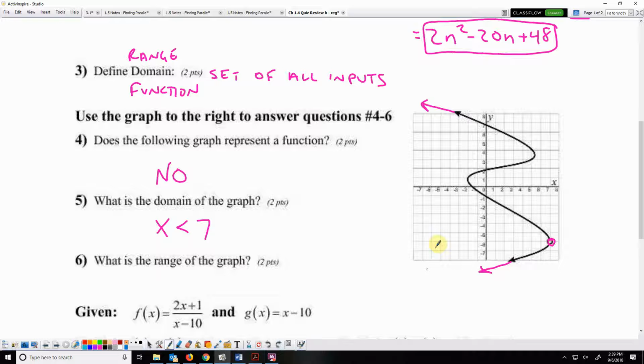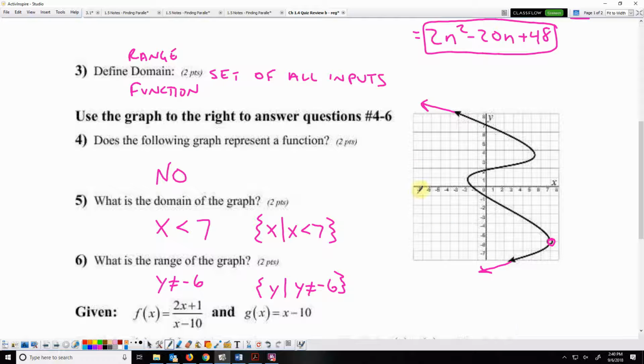The range. It goes up forever, it goes down forever. So it seems like all reals, except it can't be a y value of negative 6 because it's open right there. So y cannot equal negative 6. If you were writing this more formally, you might write the set of all x such that x is less than 7, and the set of all y's such that y does not equal negative 6. So this is a more formal way of writing that domain and range.